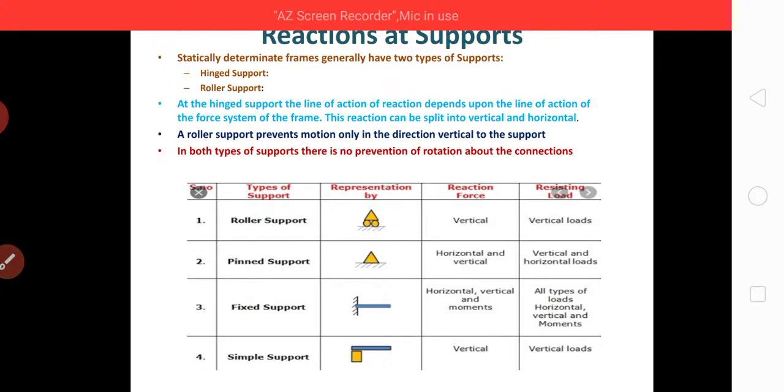A roller support can have only a vertical reaction, whereas a pinned support can have both horizontal and vertical reactions. A fixed support can bear the moment also, in addition to the horizontal and vertical reactions, the turning moment. Simple support is similar to roller support, but rollers are considered frictionless, whereas simple support may have some friction. So it can also bear the vertical load only.